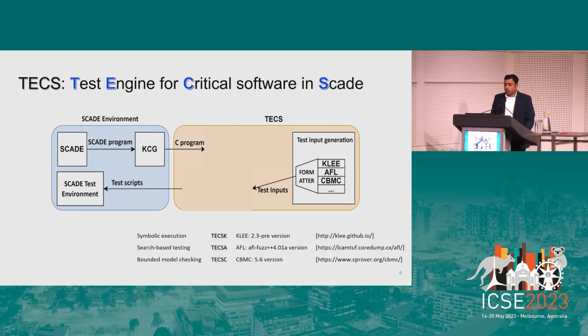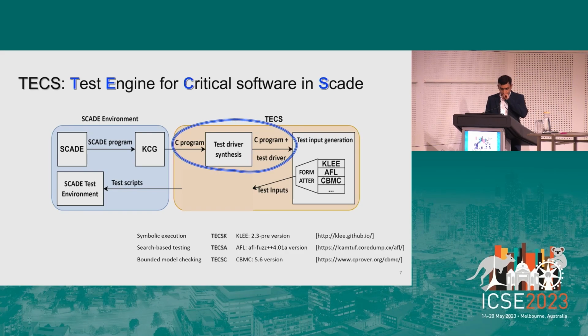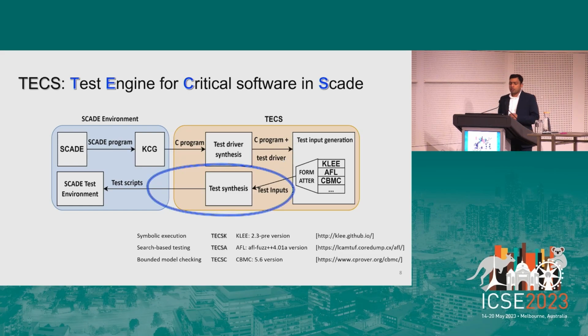So in TEX, we have two important phases. The first phase is the test driver, and the second one is the test synthesizer. Let me give an example. First, to the converted C program, we need to add the test driver. The main reason is that throughout the experiment phases, we need to unfold all the inputs and assign fresh values, then execute the target program many times. Then run one of our tools to automatically generate the test inputs, and translate the test input into the SCADE format.